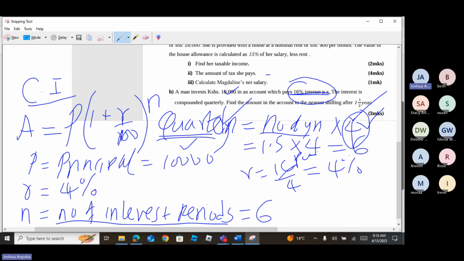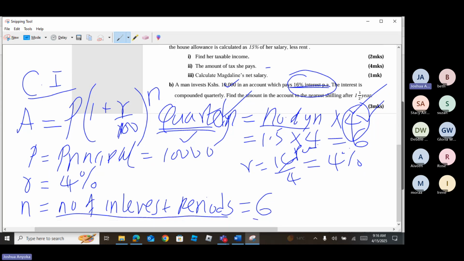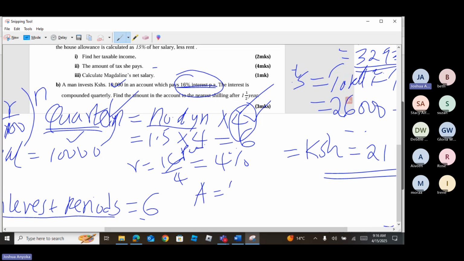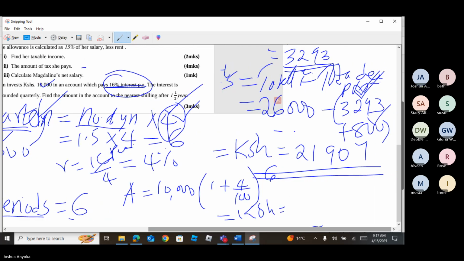Now, once you have interpreted what to substitute in the formula, we get back and substitute. So what would be our formula now? Amount will be equal to the principal, 10,000, into 1 plus the rate of interest, which is 4 over 100, raised to the number of interest periods, 6, and we get the amount in the bank. What is the amount?